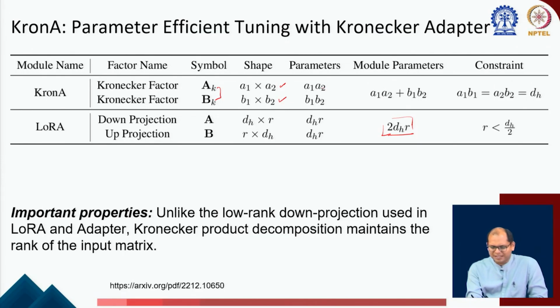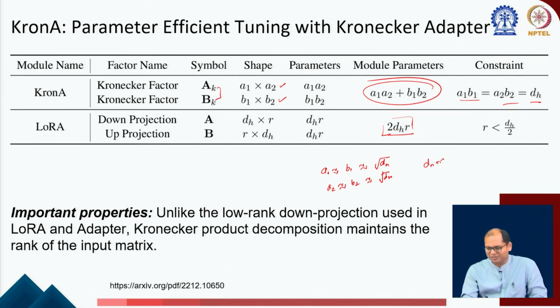So, how many parameters are there? A1 cross A2 in the A matrix, B1 cross B2 in the B matrix. That is the number of model parameters. The only constraint is that A1 B1 should be equal to dh, and A2 B2 should be equal to dh. If they are of the same order, A1 and B1 are roughly square root of dh, and the same with A2 and B2. Then you will have dh plus dh, 2 dh parameters. So you are saving on parameters: only 2 times dh compared to dh cross dh in your update.